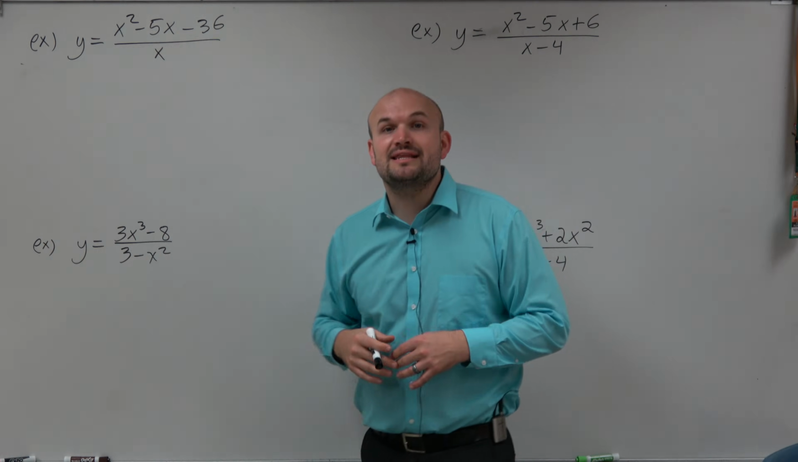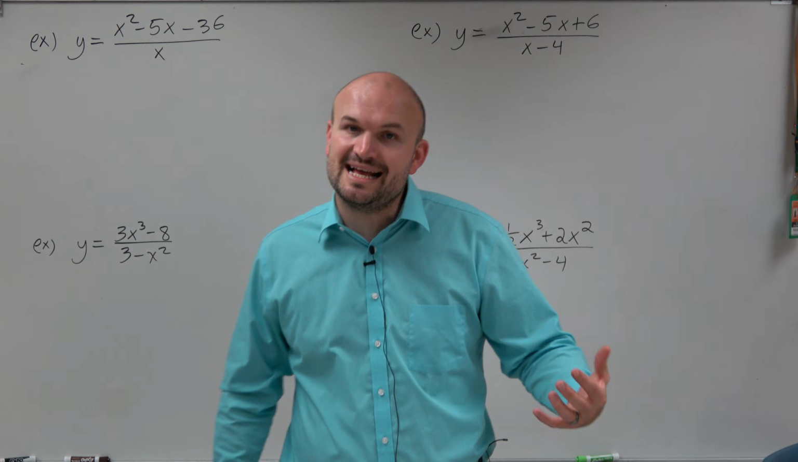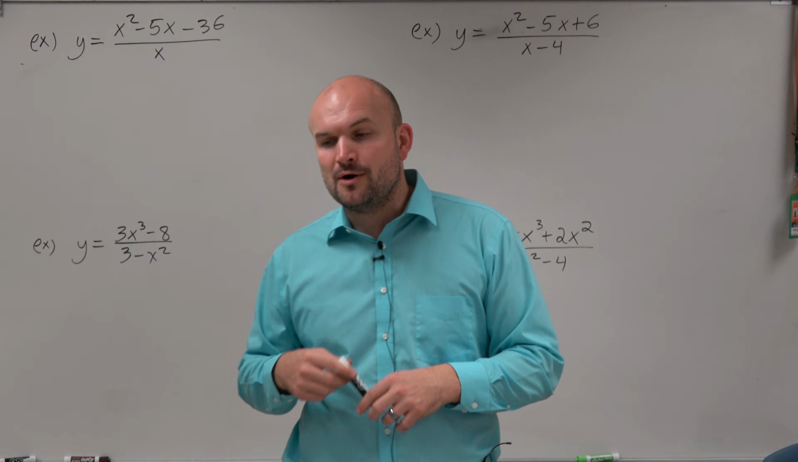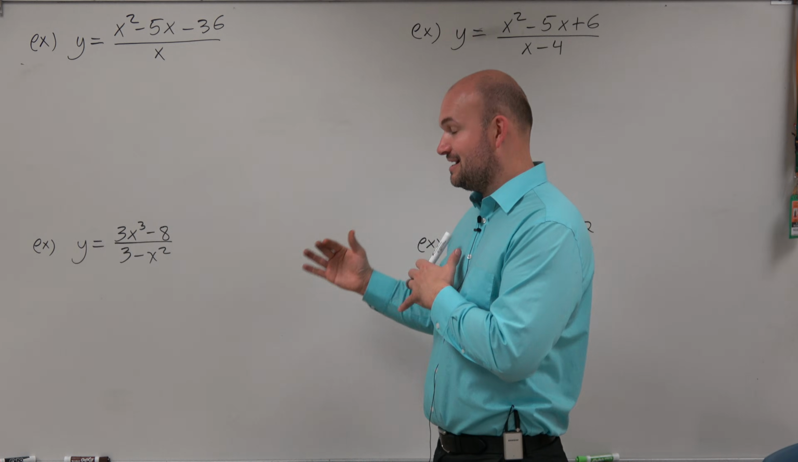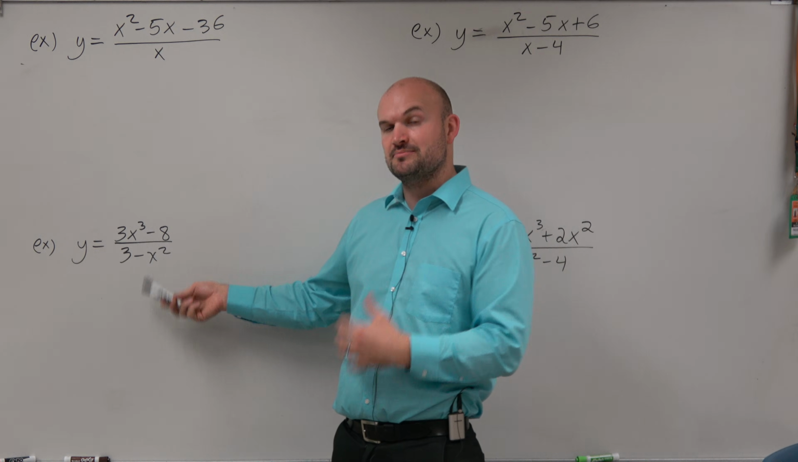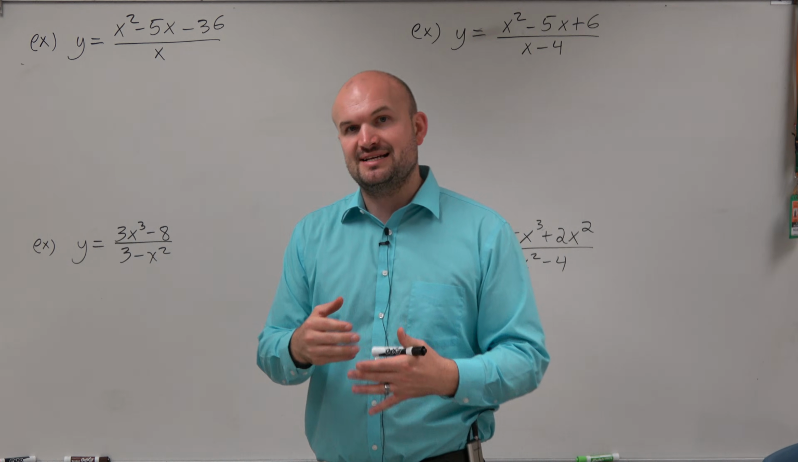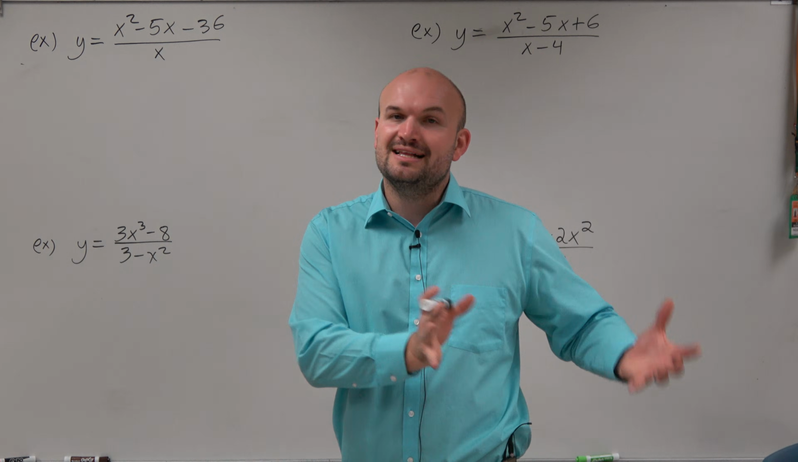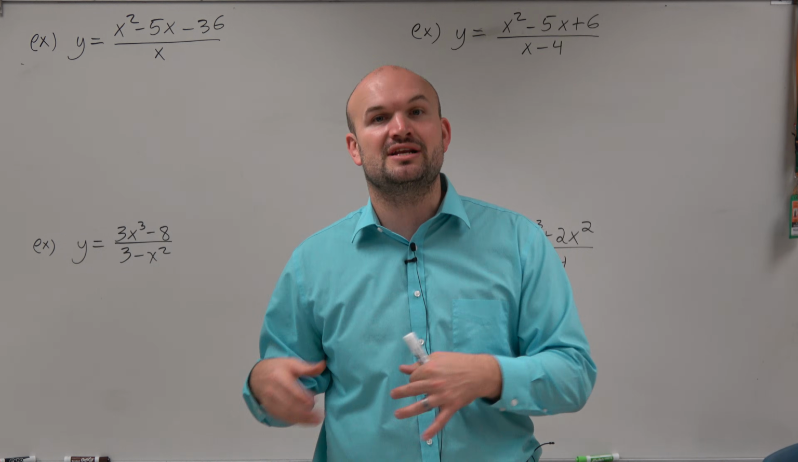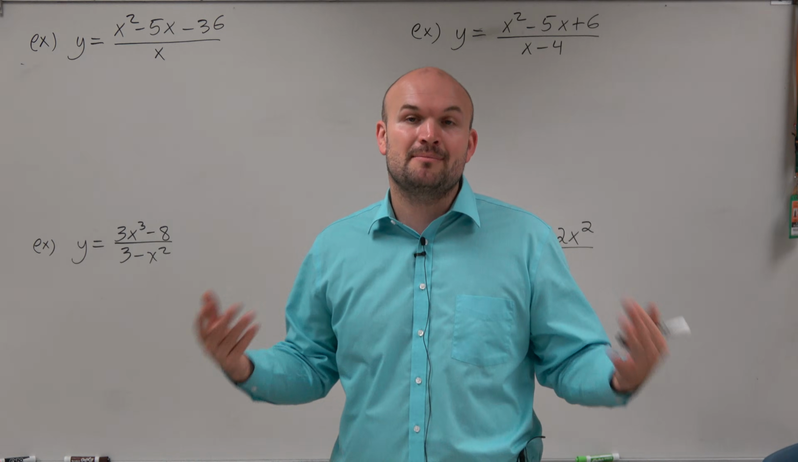Welcome, ladies and gentlemen. What I'd like to do is show you how to find the slant, or oblique, asymptotes of a rational function. Now, the slant asymptotes of a rational function occur when the degree in the denominator is smaller than the degree in the numerator. What this tells us is we can actually divide the denominator into the numerator, and the quotient, the answer of that division, is going to be our slant asymptote.